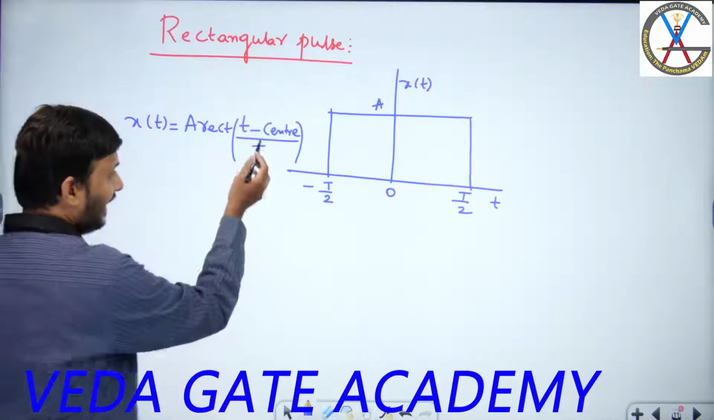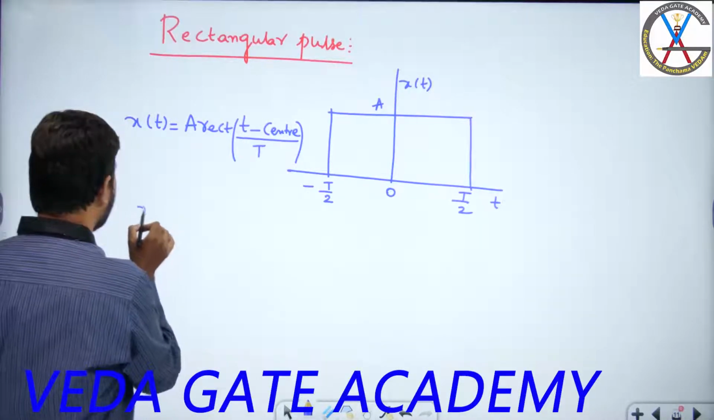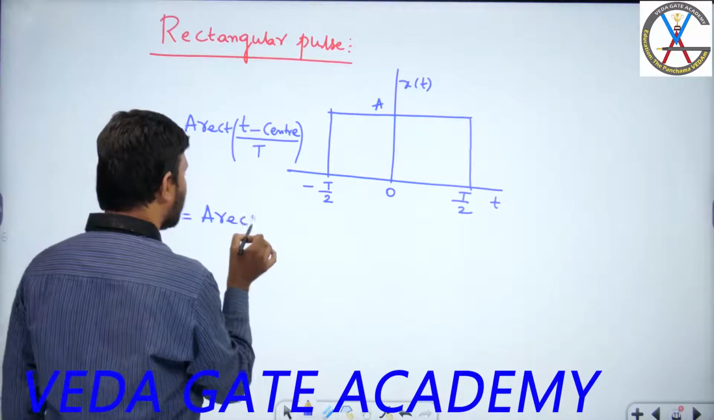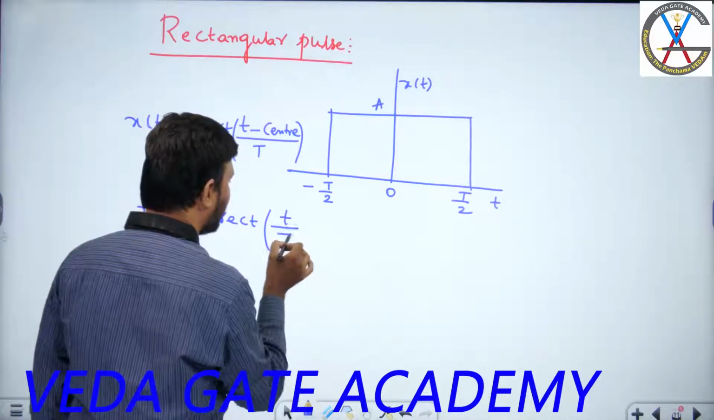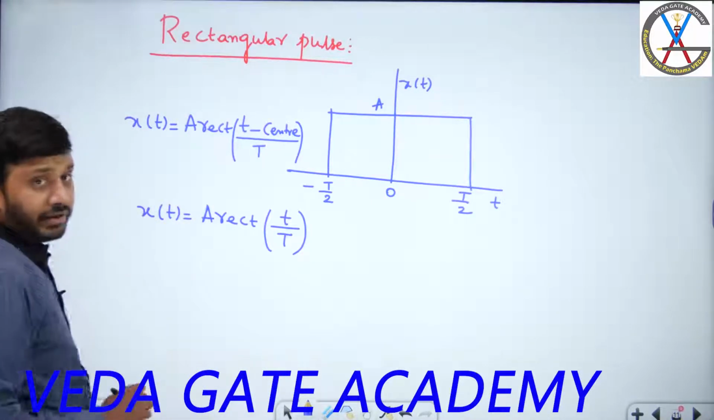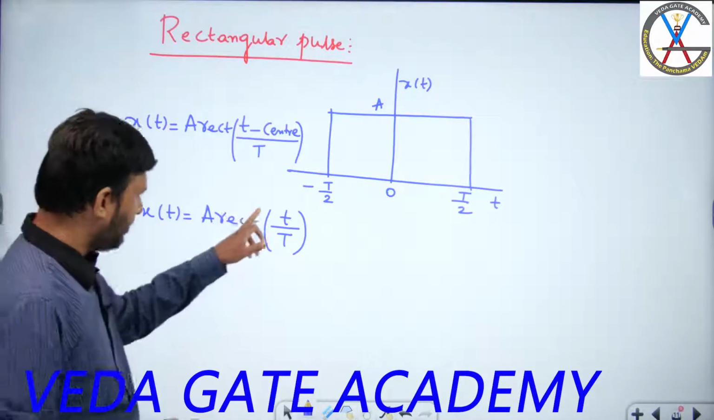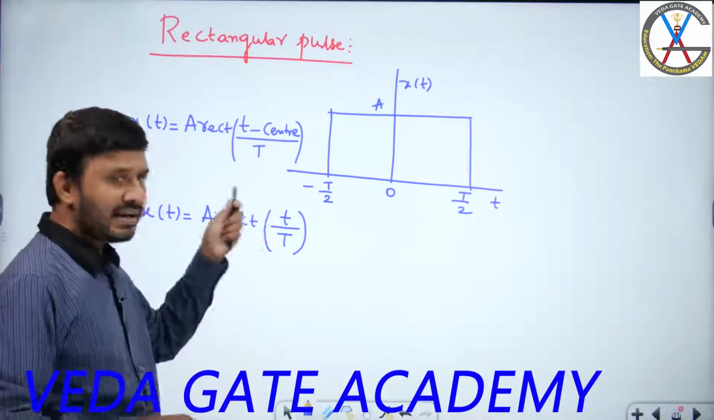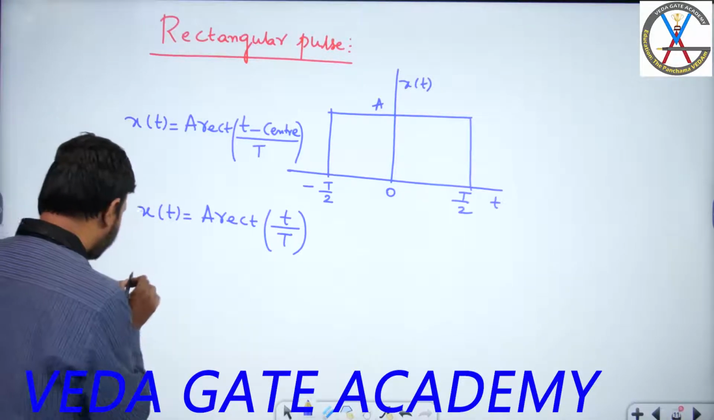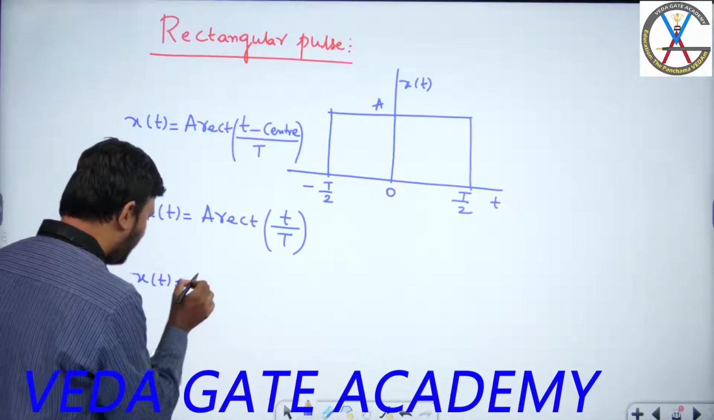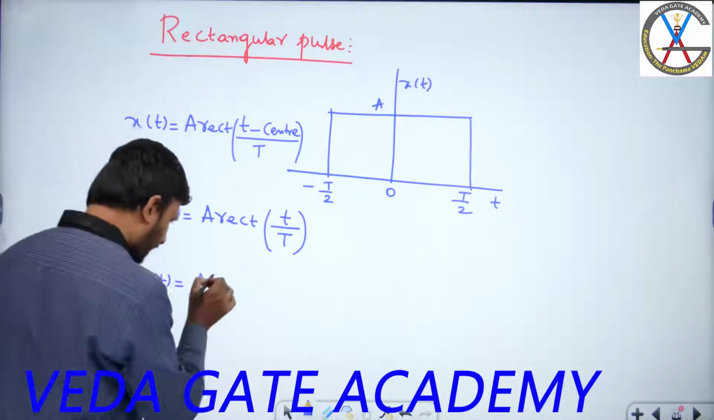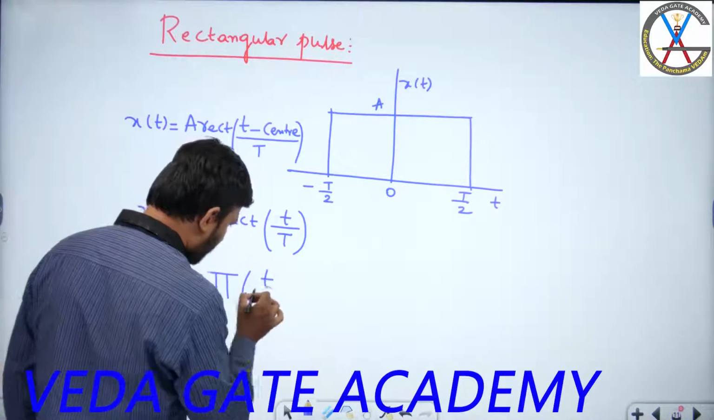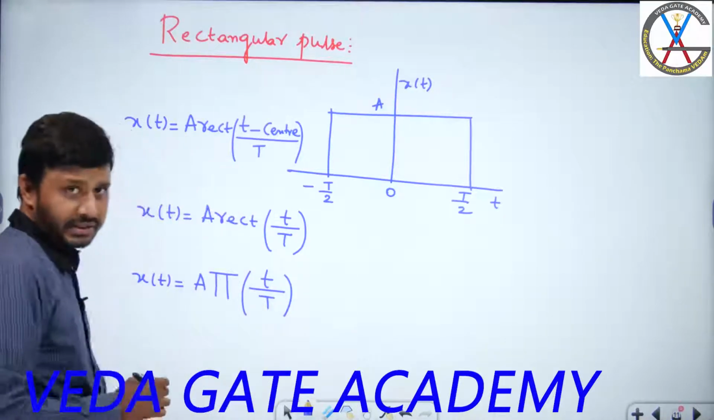As this center is 0, I can simply write x of t is equal to A rect of t by capital T. A rect of t by capital T. Amplitude, name, independent variable by the overall duration. Amplitude, symbol for the rectangular pulse, independent variable by the overall duration.